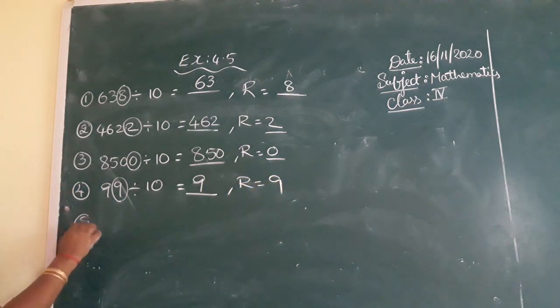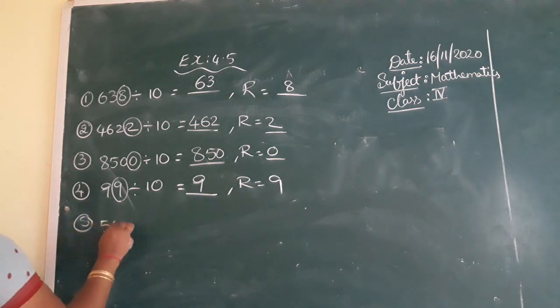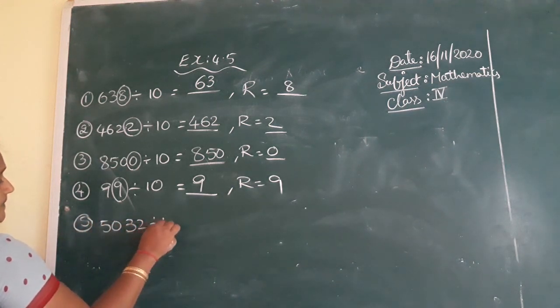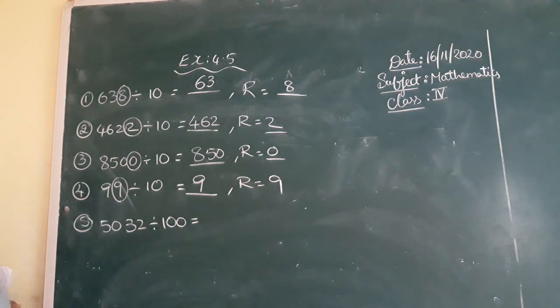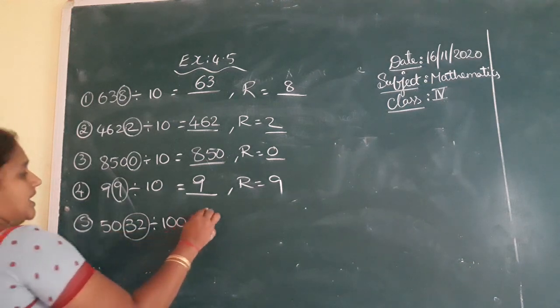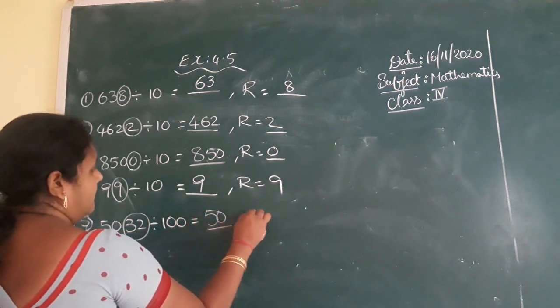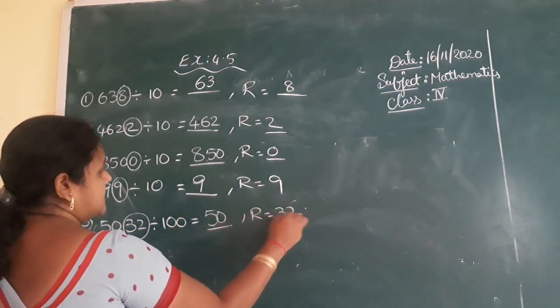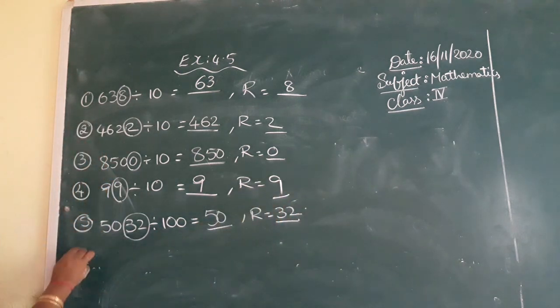See the fifth one, 5032 divided by 100. So now we are dividing with 100. So circle the ones and tens place digits. So the answer is 50 and the remainder is 32.